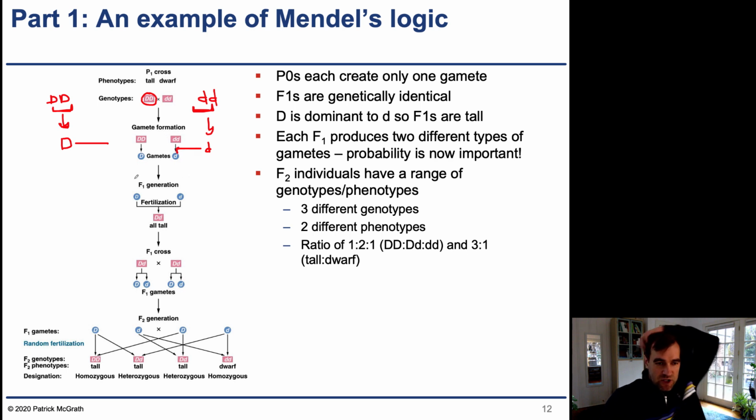And so as a result, the F1s are all going to be identical to each other, and they're all going to be heterozygotes. So they're no longer homozygotes, but now they're heterozygotes. So they contain 1 big D and 1 little d. So all of these F1s have the exact same genotype. However, these F1s, even though their genotype is different, they share the phenotype with one of the parents.